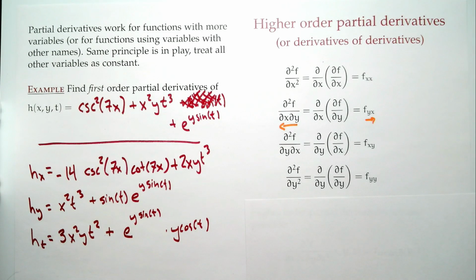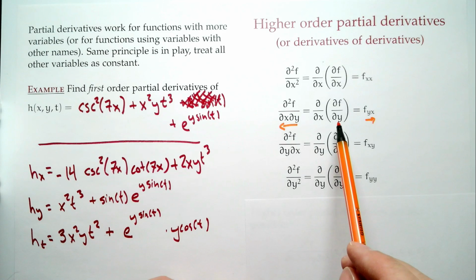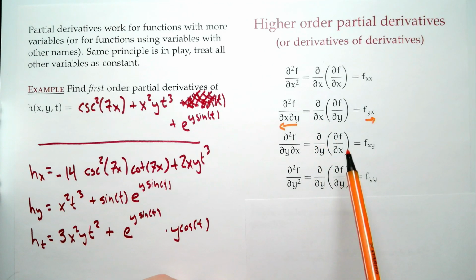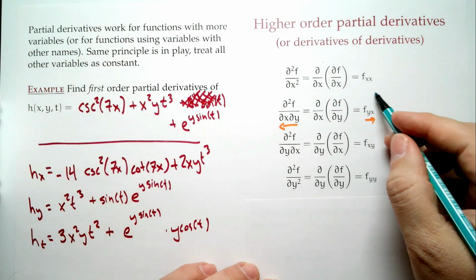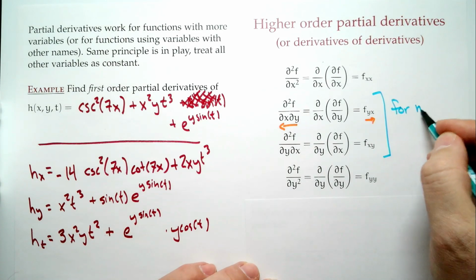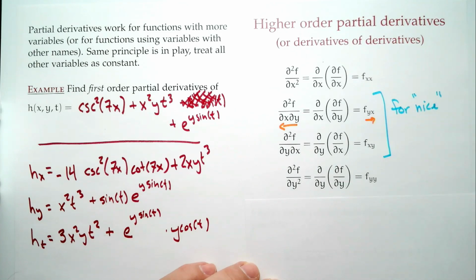Now, you might say, does it matter? Well, for instance, this says taking the derivative first with respect to y, then with respect to x. This says take it with respect to x, then take it with respect to y. Can they be different? The answer is yes, they can. Will they be different? No, they won't. So, for nice functions, and we will only introduce you to nice functions, those are the only kind you'll see, these match.